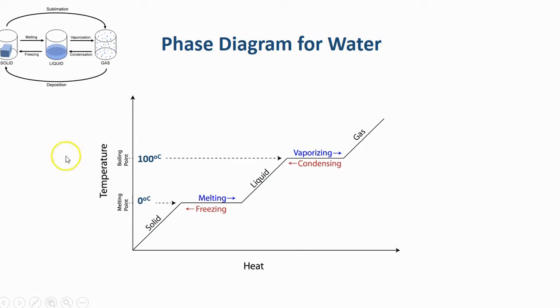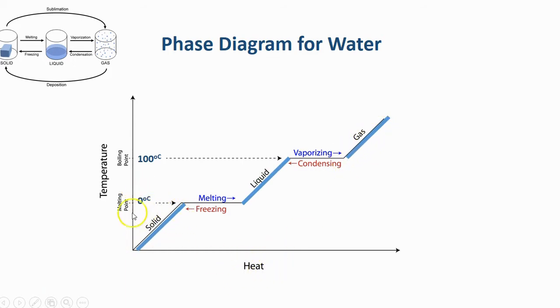So what we can do is take our states of matter and our phase changes and turn that into a diagram. So this diagram right over here is a phase diagram for water. And on the y-axis we have temperature, and on the x-axis we have heat. So in these diagonal portions right over here, it's important to notice that your temperature is increasing in these sections. So we're increasing in our kinetic energy. So the more kinetic energy, the more temperature change that we have. So more heat is being applied into these sections.